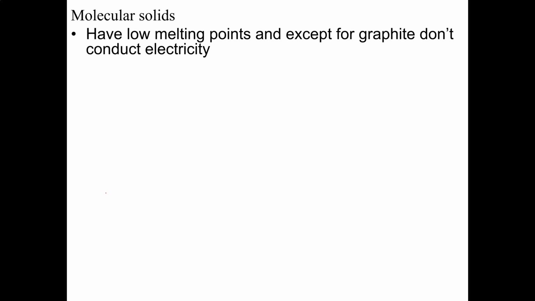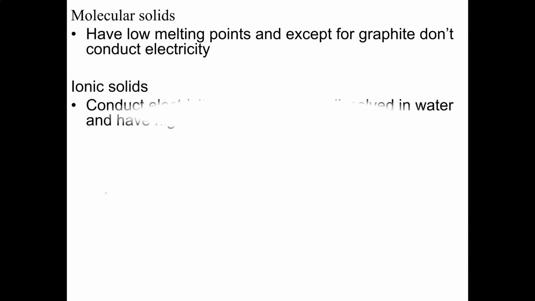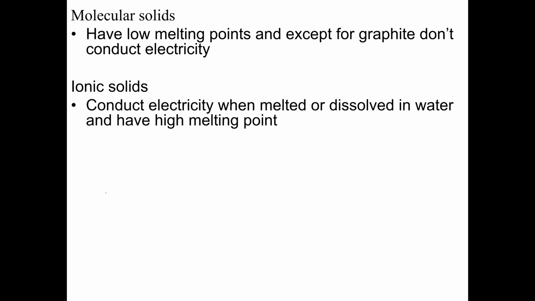And they have very low melting points. All molecular solids have low melting points. And that's an important characteristic. Ionic solids, on the other hand, conduct electricity when melted or dissolved. Please remember the melted part. Dissolved, you all know this. When you dissolve an ionic compound in water, it dissociates to ions, and ions can conduct electricity. Wonderful. But they can also do it when you melt them. So that's another scenario. Can you do it as a solid? No, they can't. And they have very high melting points compared to molecular solids.